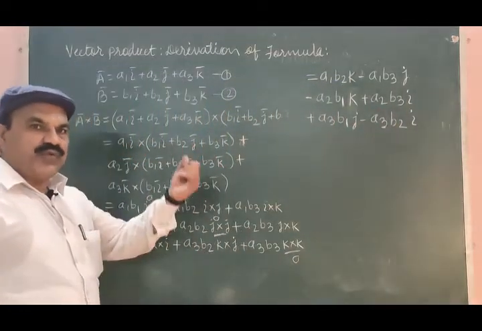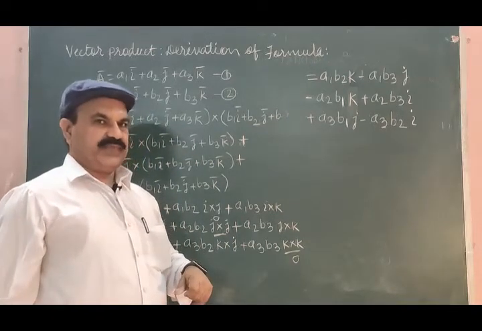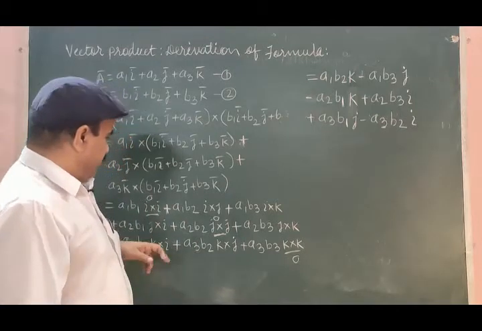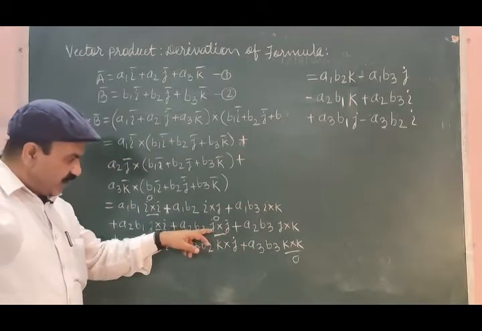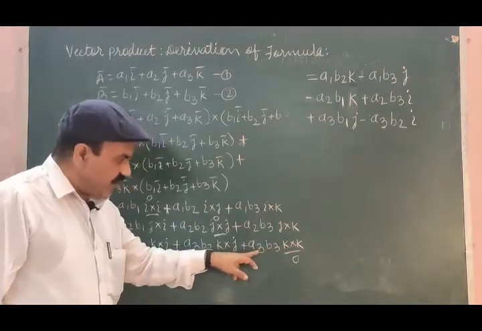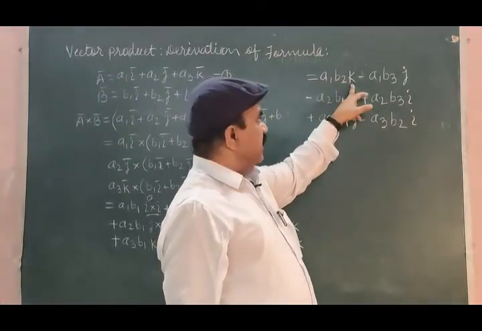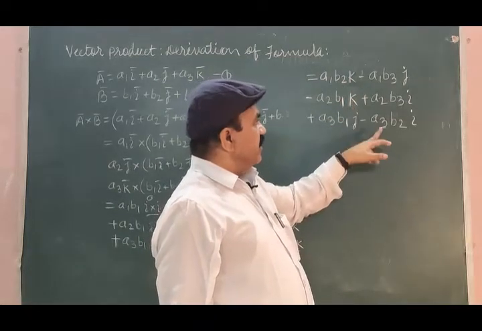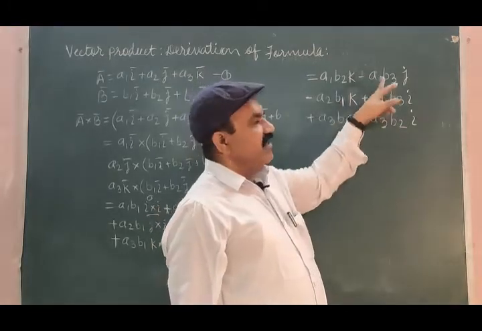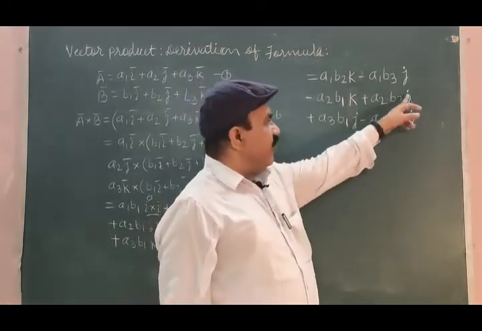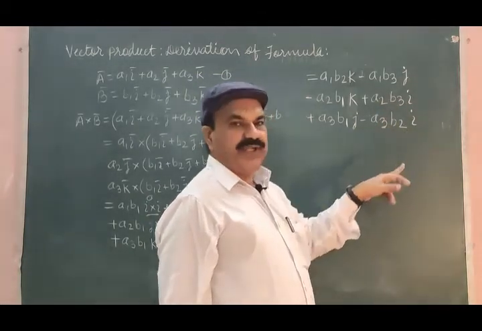Okay. So we used the 9 rules we derived in the last lecture, which made this 0, so the first term 0, this 0, so this term 0, this 0, so this term 0, and the remaining 6 terms are taken here. A term with k is here, a term with k is here, a term with i is here, a term with i is here, a term with j is here, a term with j is here. Let us take i common. If we take i common, it will be a2b3 minus a3b2.